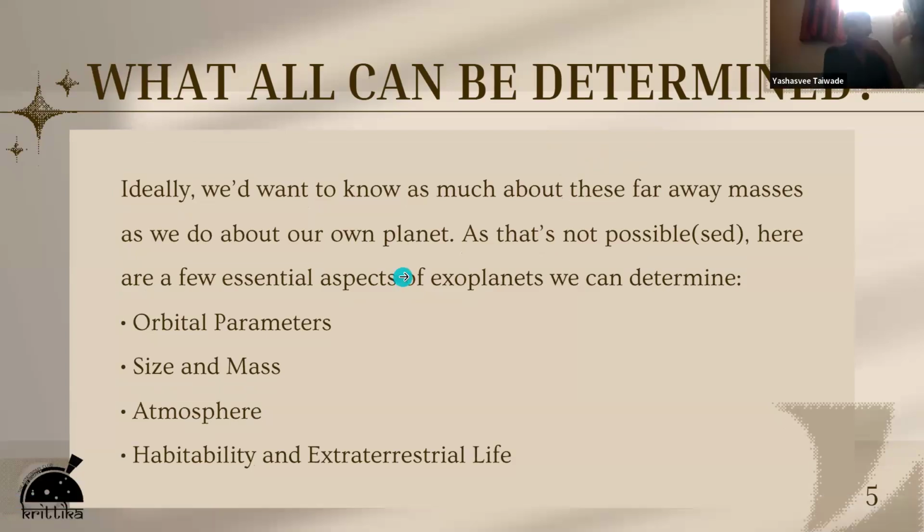Sure. So, what all can be determined? Here are a few essential aspects of exoplanets which we can determine: the orbital parameters, basically the shape of the orbit and other parameters related to it, the size and mass of the exoplanet, its atmosphere, its habitability, and extraterrestrial life, if any.